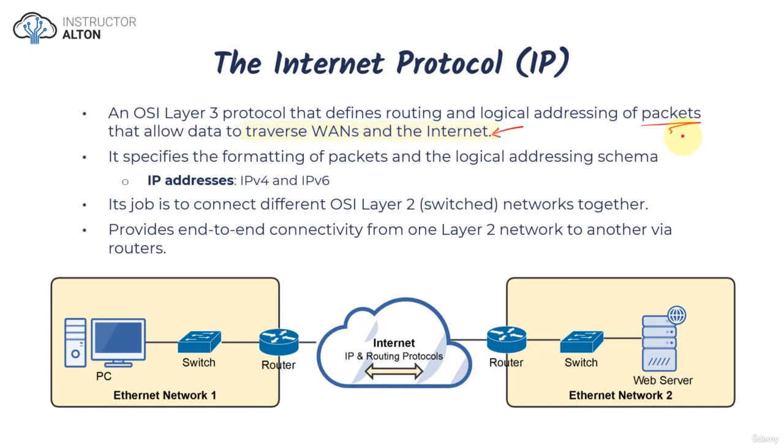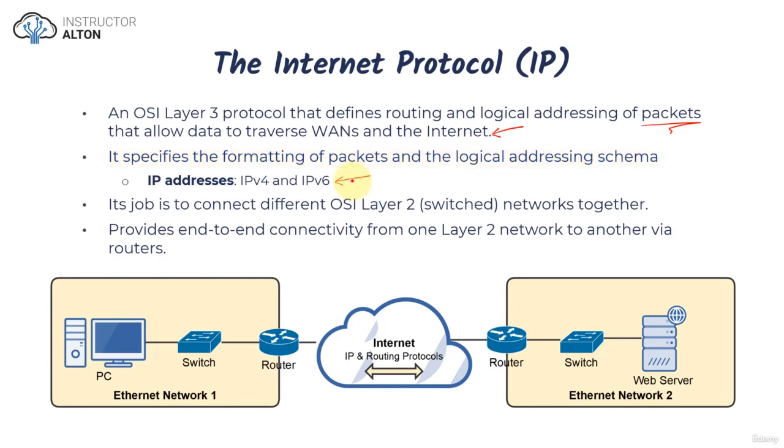one to another. And in regards to IP, it plays a role in routing because, well, to send data from one network to another, we have to use routing. And also we need to have a logical address. So we're talking about our IP addresses, IP version 4 and IP version 6, which we're going to spend a lot of time talking about later in the course. So specifically, the Internet Protocol specifies the formatting of our IP packets as well as the schema itself.